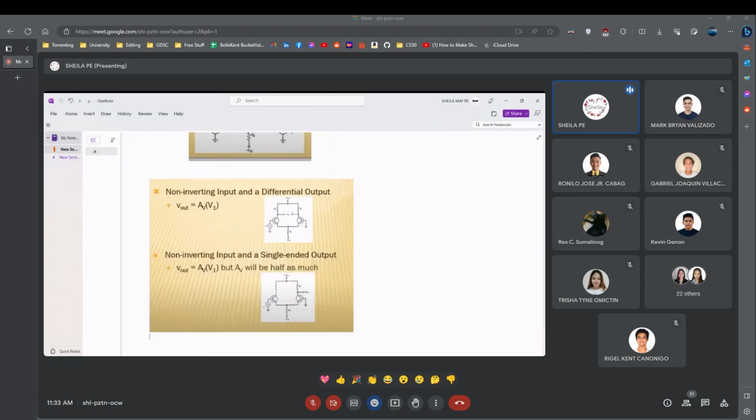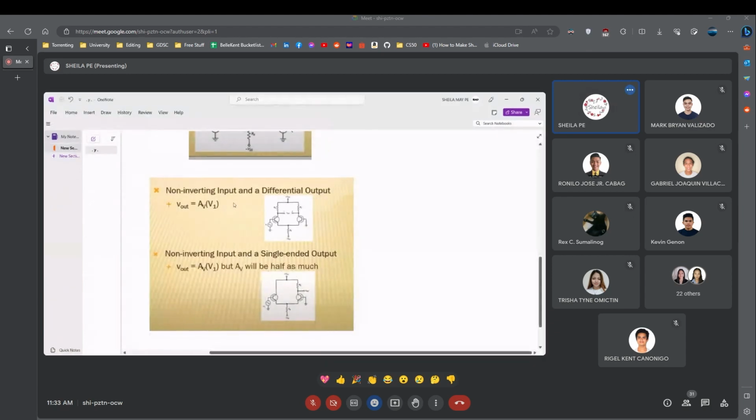Okay. For this one, we have non-inverting single-ended input, and we have the differential output wherein our V output is just equal to voltage gain times V1. Miss, why? Wasn't our formula earlier V output is equal to voltage gain times V1 minus V2? Because we only have a single input here. If you have two inputs, then you subtract the two inputs.